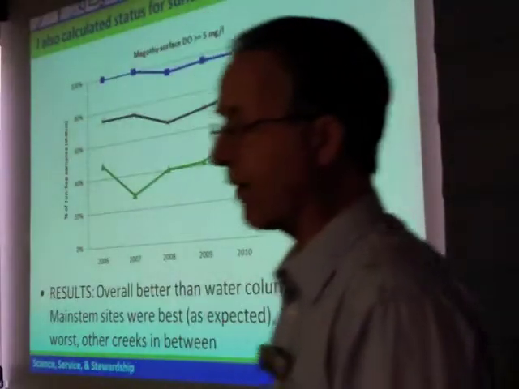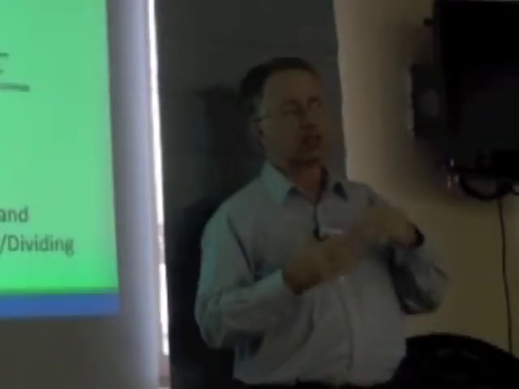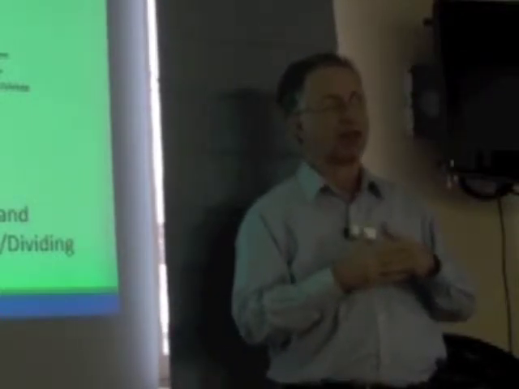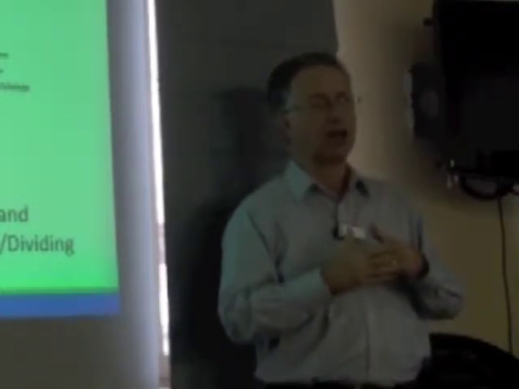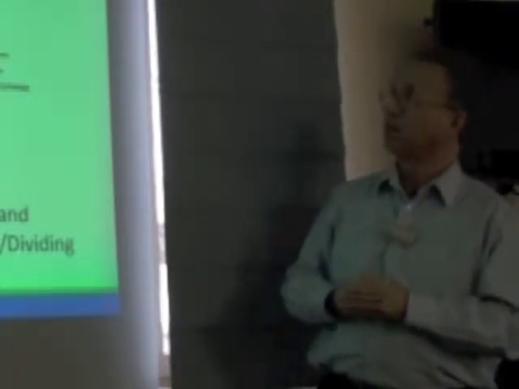And then I made a similar graph of just the surface status, and as you expect, the whole graph is shifted upwards because we're just looking at the surface layer. The main stem, 95 to 100%, very good status. The 3 creeks that I sampled were intermediate, about 75%. And then Mill and Dividing Creek, and I was quite surprised to see this, only about 40%. That means in many years, 60% of the surface samples have dissolved oxygen less than 5 milligrams per liter. And I didn't realize it could be that high. That's very high. So there's definitely something going on in Mill and Dividing Creeks.